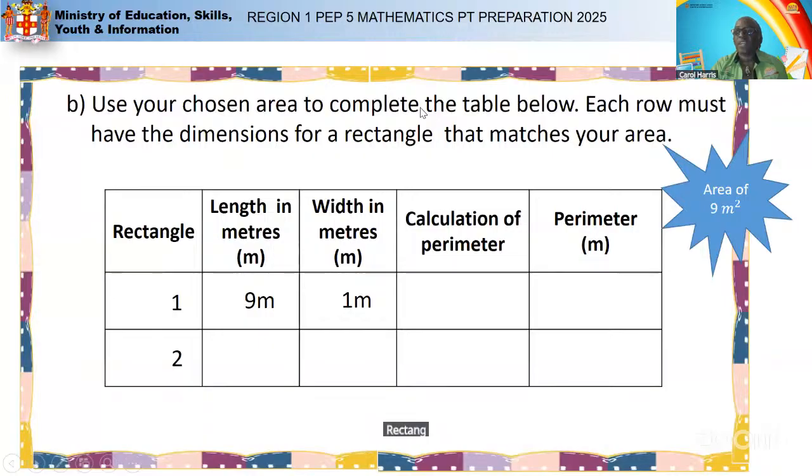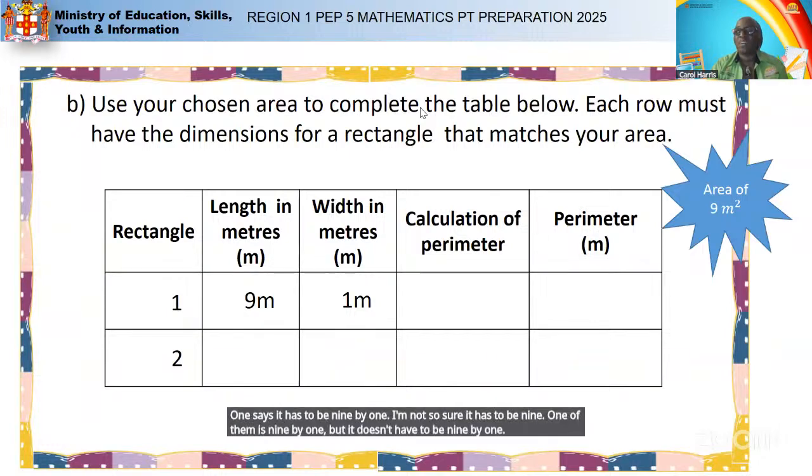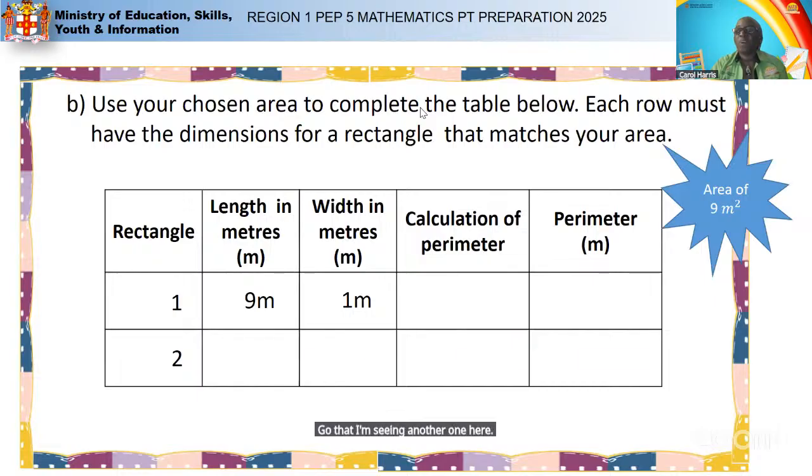Length of 9, good. I see Janoya had her 1 by 9. One says it has to be 9 by 1. I'm not so sure. One of them is 9 by 1, but it doesn't have to be 9 by 1. Good, I'm seeing another one here. So what would the perimeter be if it's 9 by 1? Beautiful. I missed these in the chat. Several came up in the chat with a 9 by 1, and I'm also seeing a 3 by 3. Great. So if it's 9 by 1, what would the perimeter be?